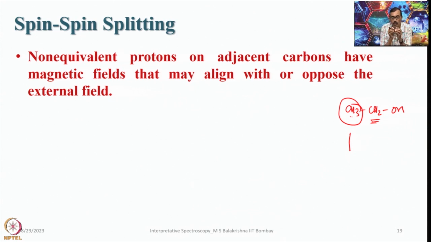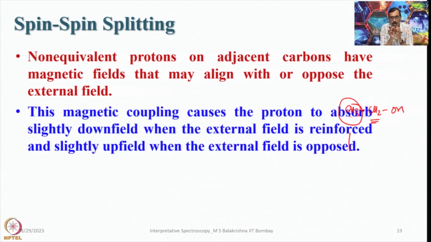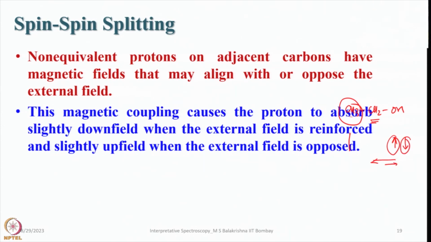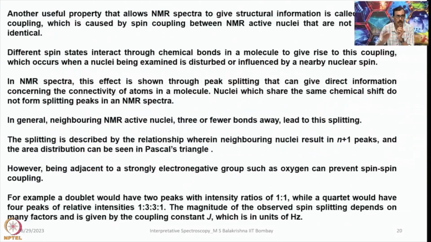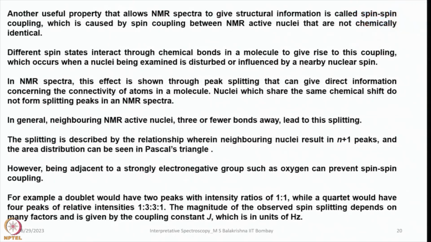As a result, signals would be seen as multiplets. This magnetic coupling causes the protons to absorb slightly downfield when the external field is reinforced and slightly upfield when the external field is opposed. So whatever magnetic field they generate can be something like this or something like this. If it is like this, you can see signals are more de-shielded, and if it is like this, shielded. So this is how they can influence, and all possibilities should be considered, so the signal is split.